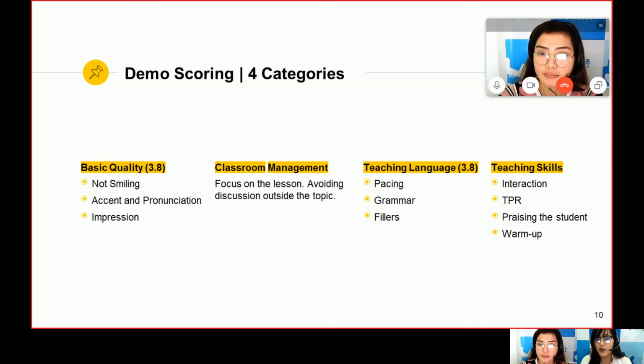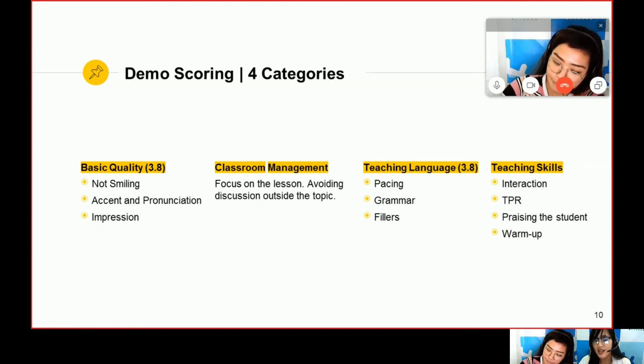Or to avoid it, you can just ask questions while you are thinking of other words to say. Because it's in the teaching language, you must get a higher score there in the fillers, grammar, pacing, also the basic quality, smiling, your accent and pronunciation. Teaching skills, interaction: how you interact with the students, how you get their attention, how you get their response.